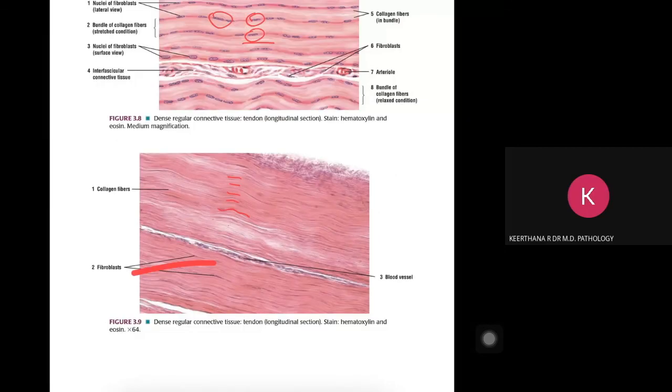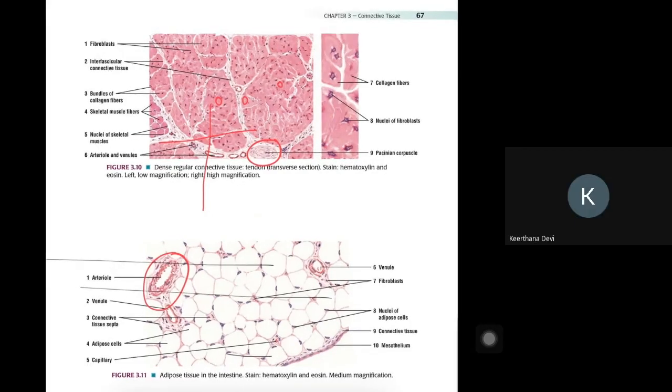Dense regular connective tissue, tendon, longitudinal section, stain hematoxylin and eosin. 1 collagen fiber, 2 fibroblasts, and 3 blood vessels. Figure 3.10, dense regular connective tissue, tendon, transverse section, stain H&E. Left side is low magnification and right side is high magnification.